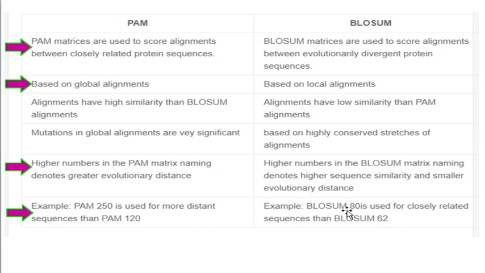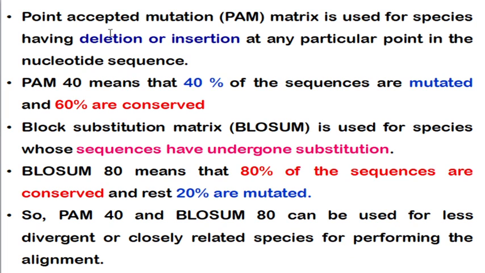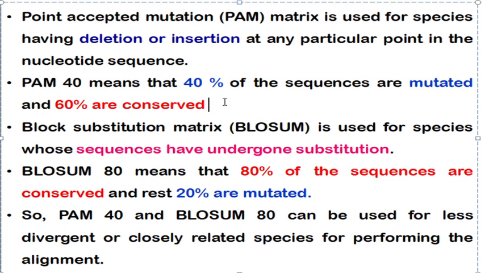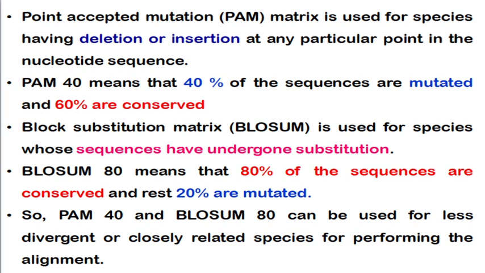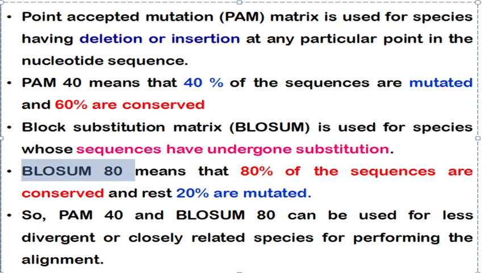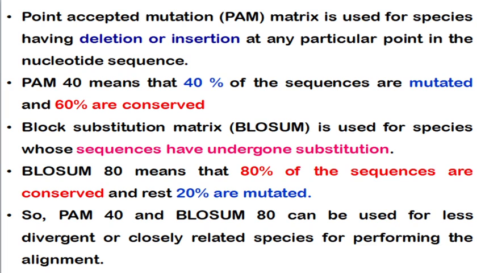So BLOSUM 80 is used for closely related sequences, then BLOSUM 62. So here you can see point accepted mutation is used for species having a deletion or insertion at any particular point in a nucleotide sequence, and block substitution matrix is used for species whose sequences have undergone any kind of substitution. And PAM40 means 40% of the sequence is mutated and the remaining 60% is conserved in nature. So that's why we are using this PAM40 matrix in the case of closely related sequences. Whereas with BLOSUM 80, 80% of the sequence is conserved and the remaining 20% is mutated in nature.